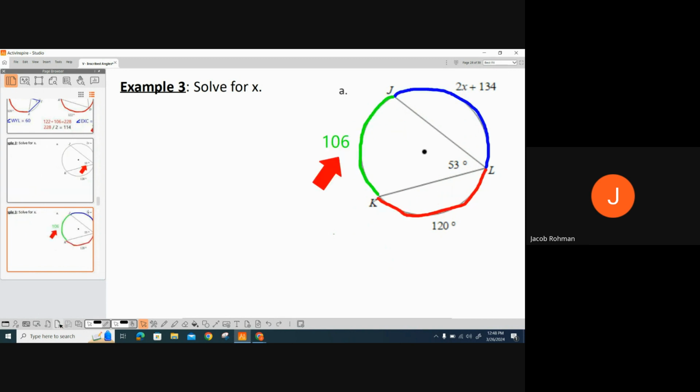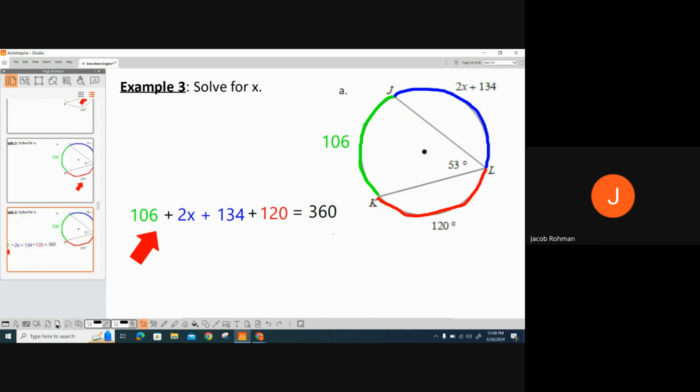And I'm going to go ahead and highlight these in different colors. So we know the green arc here, JK, is 106. We know JL is 2x plus 134, and we know KL is 120. But we also know that all the arcs in a circle, they all should add up to 360 degrees. So I'm going to go ahead and write an equation to represent that.